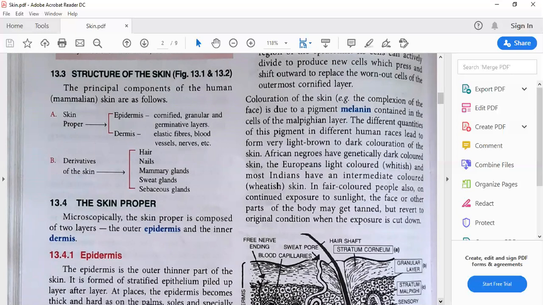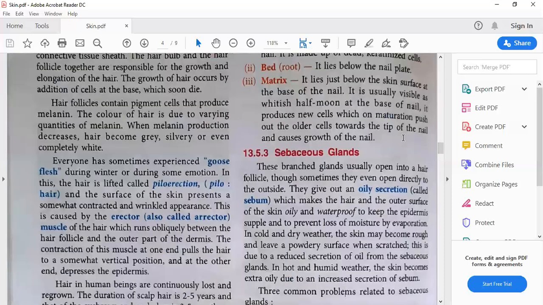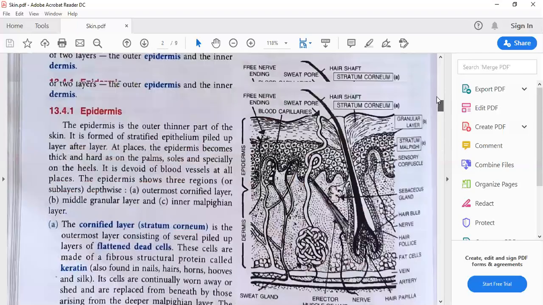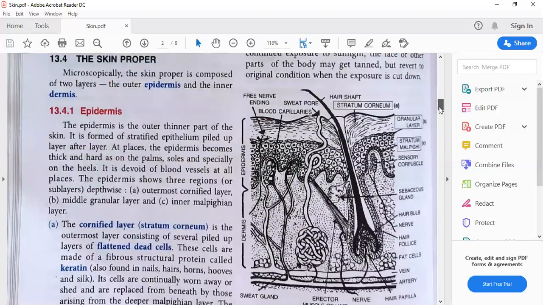Okay. Now skin proper, the outer epidermis. Okay, the epidermis, mark कर लो. So it is the outer thinner part of the skin. It is formed of a stratified epithelium, piled up layer by layer. At places, the epidermis becomes thick and hard, as on the palms, soles, and especially on the heels.